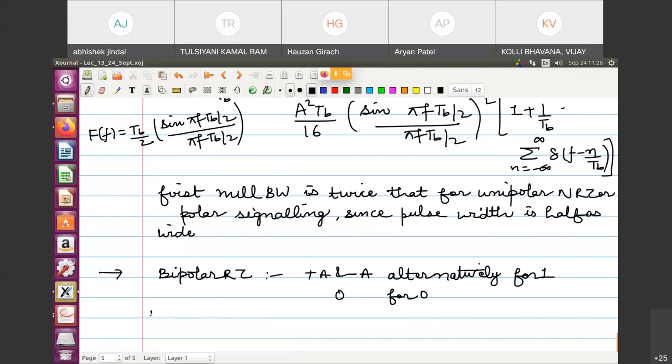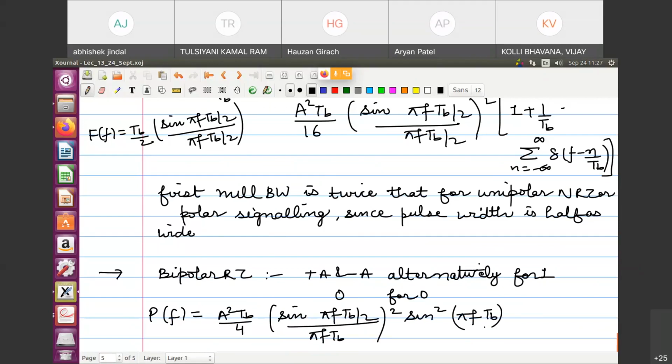So the expression for it is P of f is A square TB by 4, sine of pi f TB by 2 divided by pi f TB by 2, whole square, sine square pi f TB. Okay.